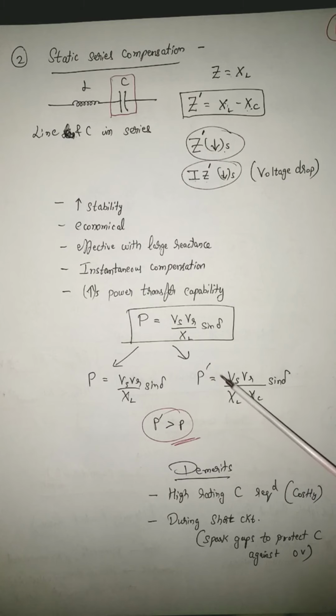So P dash will be Vs Vr by XL minus XC sine delta. So there is a reduction in denominator. So obviously the overall factor will increase. So P dash is greater than P. So the power transferring capability of a transmission line also improves. In other words, it can carry more power than that was carried earlier by series compensation.